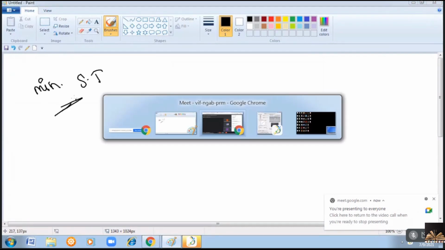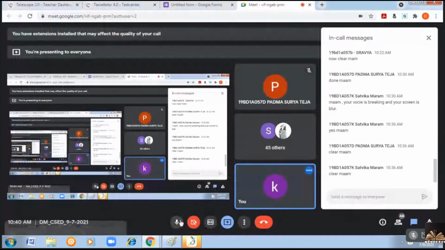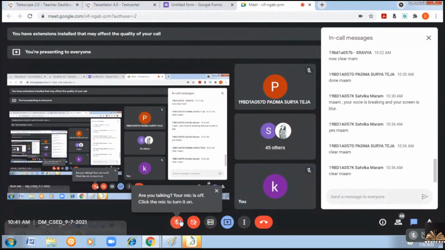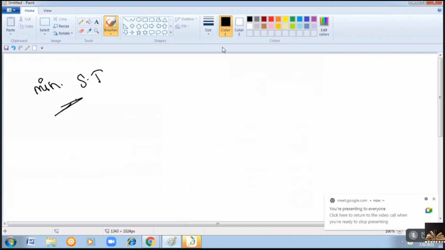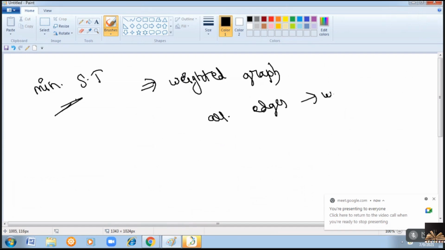Minimum spanning tree means, one second. So for a minimum spanning tree, you will consider a weighted graph. Weighted graph means all the edges will be given some weights or cost. All the edges will contain weights or cost. So you will consider a weighted graph.